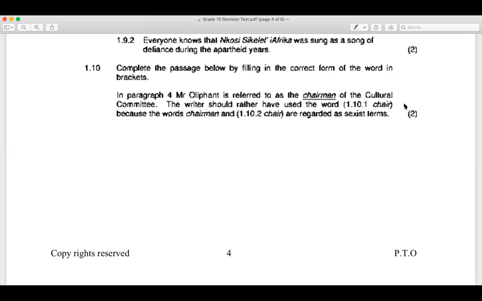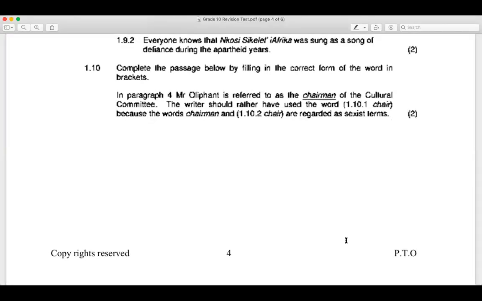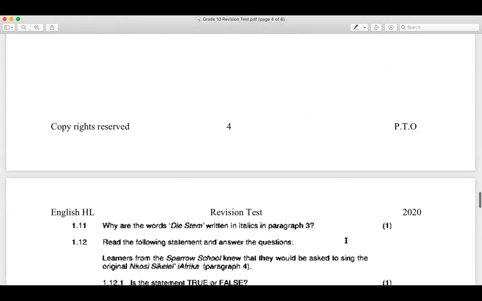Okay, and then 1.10.2 would be what? Yes, let's go, because the words chairman and what? Chair lady, yeah. Chairman, chair lady, right? Are regarded as sexist terms. Okay, yeah.